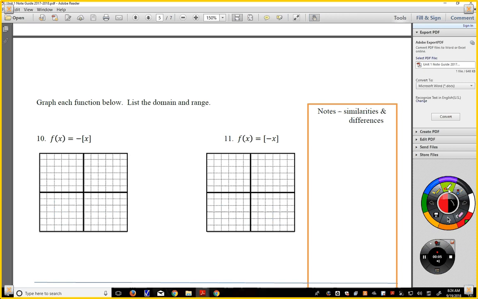Yesterday we were working on greatest integer function, right? So we got through a little bit, but not a lot. We're right here looking at how these negatives affect the graph.